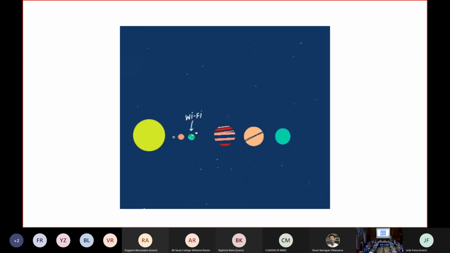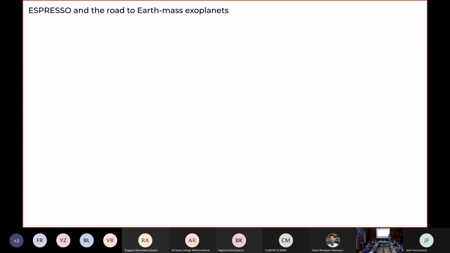But the goal is exactly this: to find Earth mass planets, maybe around other stars, which will be slightly redder than the Sun. So that is ESPRESSO and this path towards it.